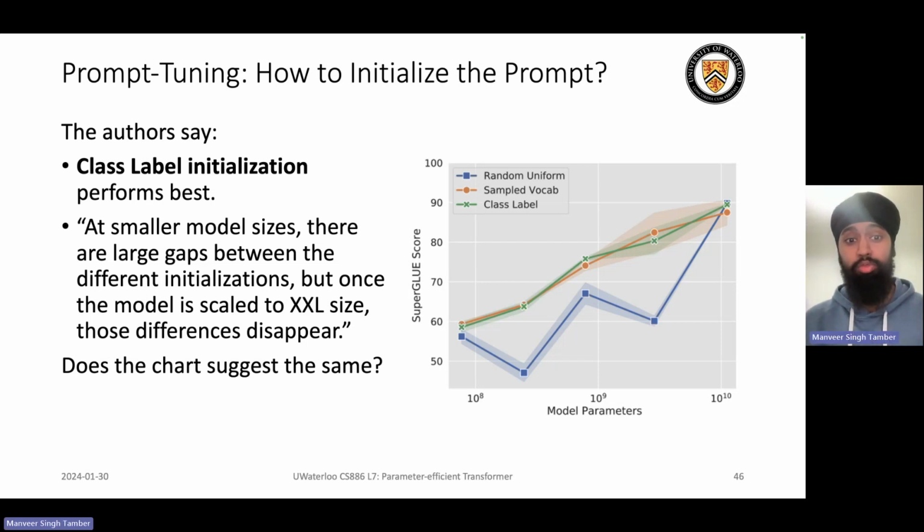And then for random uniform, they say that at smaller model sizes there's larger gaps, but once we grow the model, the gaps shorten. And certainly at the largest model, all 3 methods perform very similarly, but also in the smallest model, they perform similarly. I think the random uniform just has more noise and is a method with more variance.